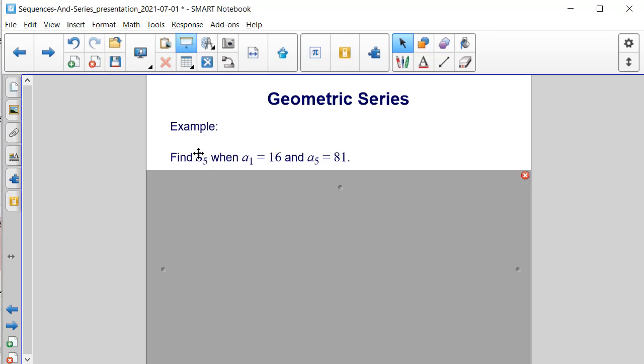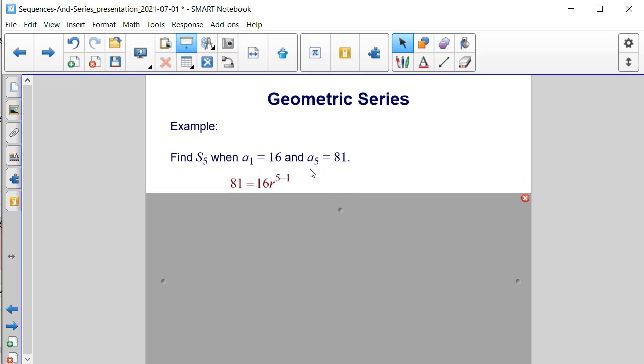So find the sum of the first 5 terms in this geometric series if the first term is 16 and the fifth term is 81. Well, we know what A1 and AN are, but we don't have the rate. So let's substitute those values into our geometric sequence formula. So we have 81, or AN, which in our case n is 5, is equal to 16 times r raised to the 5 minus 1 power.